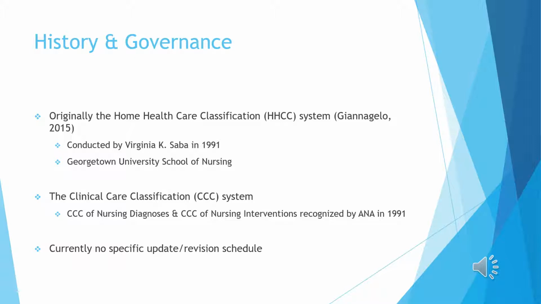Furthermore, this system composed of a CCC of nursing diagnoses and interventions was recognized by the ANA in 1991 as well, just a year after the Omaha system. The ANA, or American Nurses Association, also ensured the terminology would be practiced, supported, and promoted with electronic health record usage. Additionally, there is currently no specific update or revision schedule in place, which for us is important to be aware of with the requirements of nursing documentation today as well as in the future.